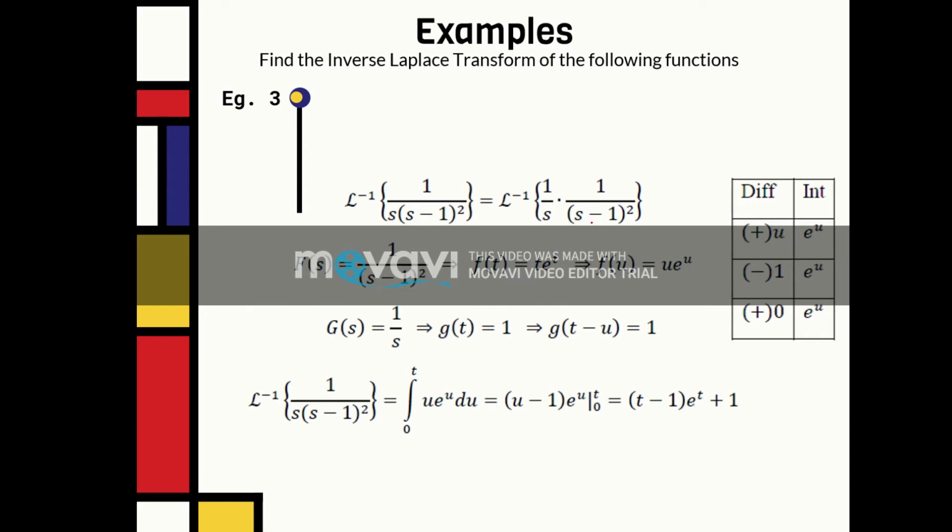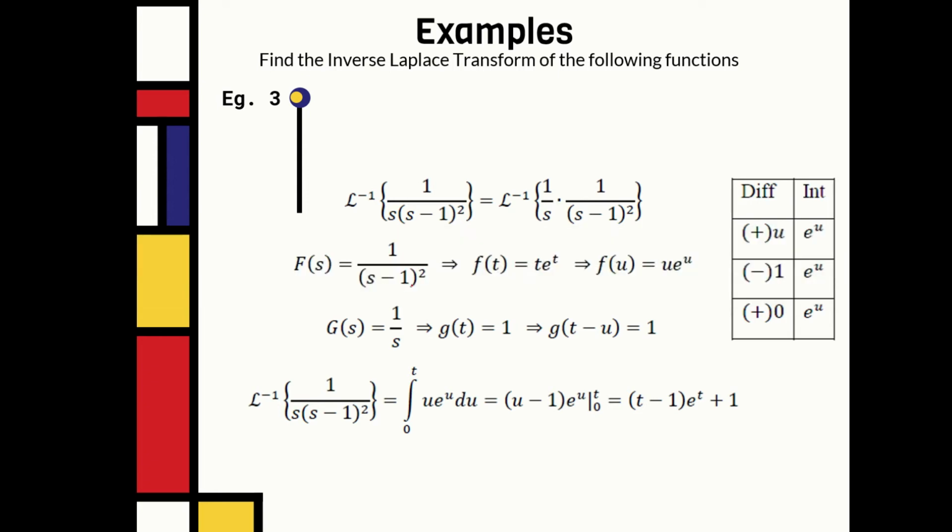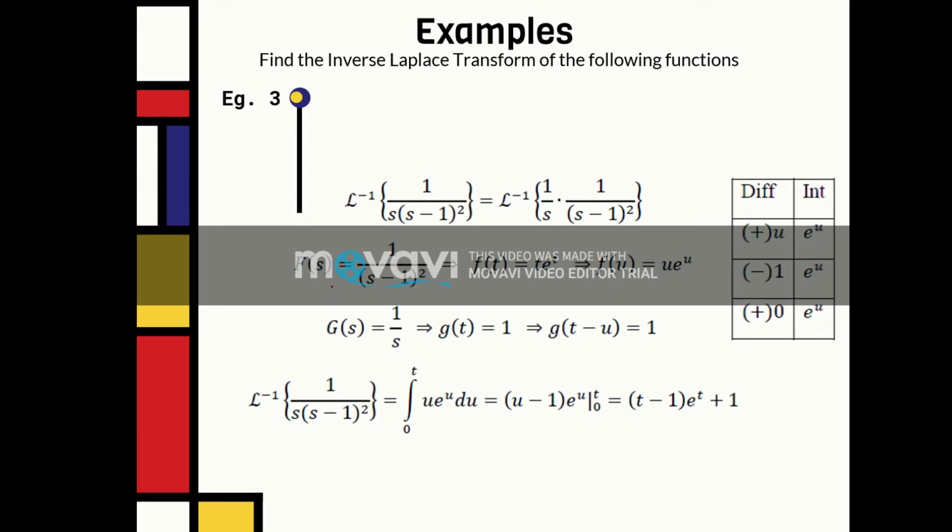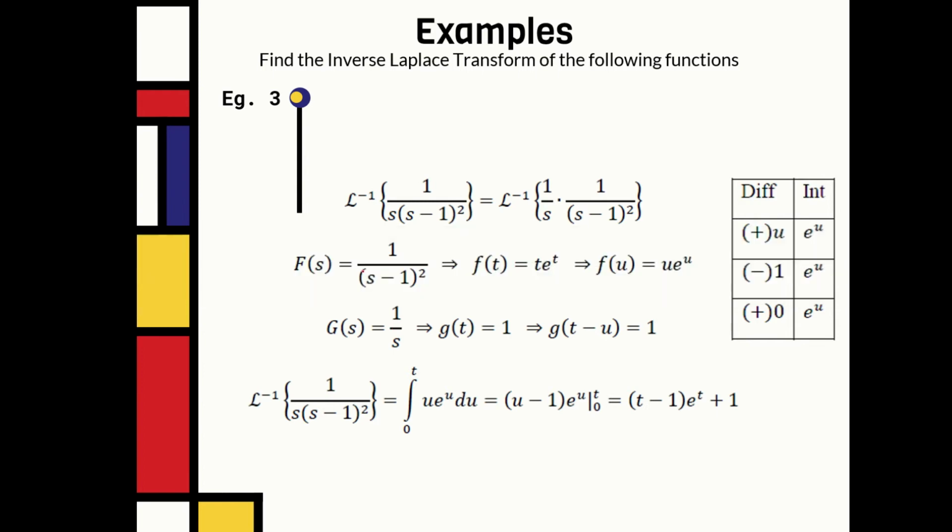By choice, I want to let F(s) equal 1 over (s minus 1) squared, and G(s) equal 1 on s. But you can simply swap the functions: you can let F(s) equal 1 on s and G(s) equal 1 on (s minus 1) squared. You will get the same answer at the end. It doesn't matter. So F(s) equals 1 over (s minus 1) squared.